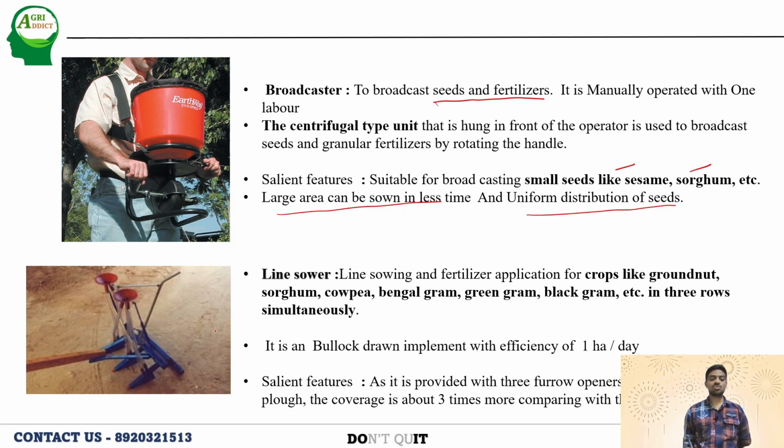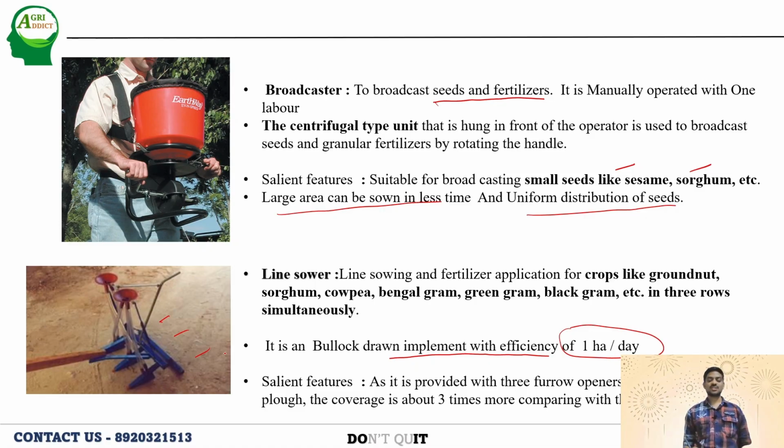And line sowing, usually it is connected with a bullock, and it gives an efficiency of 1 hectare per day. And if it has 3 furrows, it covers about 3 times more compared with the country plough. This is how it is. It has 3 rows, that is 3 furrow openers, so that it can cover the 3 rows.